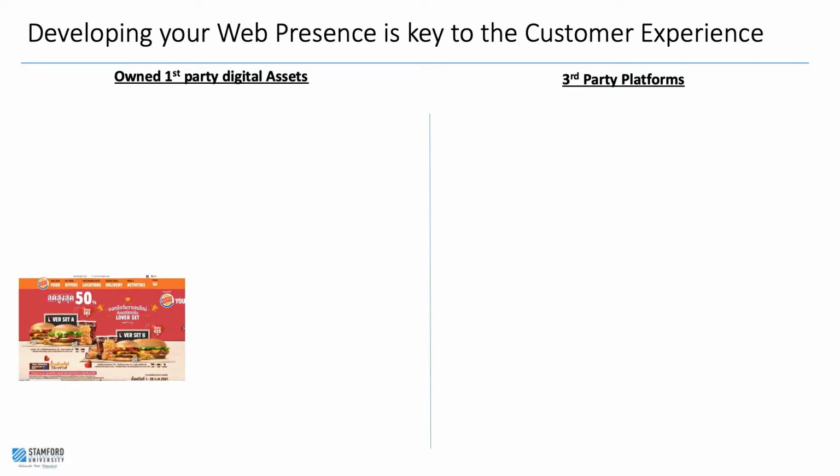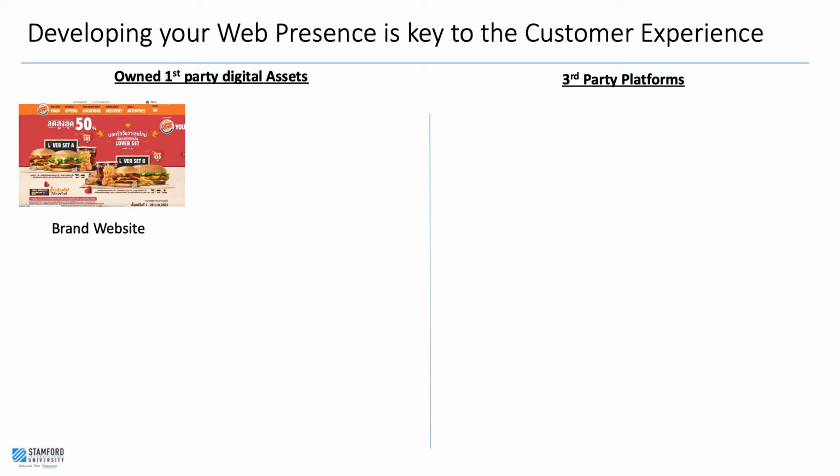We'll give some examples. So the obvious first one would be something known as what I call brand website. Examples of this are corporate website or an informational website. Corporate website is another term for it, but it's essentially where you have information such as about the company, about products, history of the brand, member programs, and more.